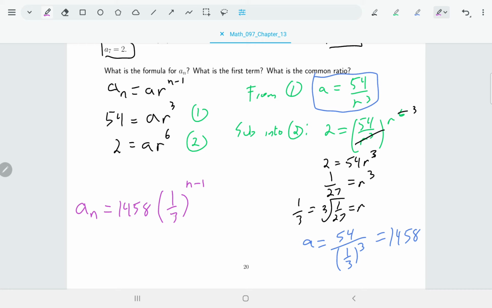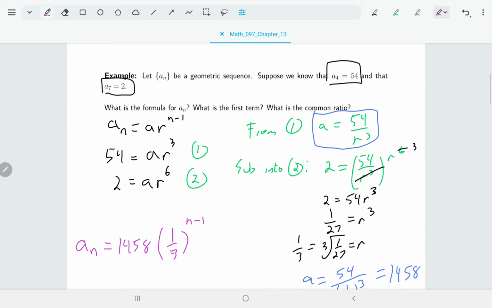The nice thing about this is you can check to see if you're correct. If you have what you think is your formula for an, you can ask yourself: if I put in 4 for n, do I get 54 as my term? If I put in 7 for n, do I get 2 for my term? You can check that using this formula, this does give you the correct value for a4 as well as for a7. So you can feel fairly confident that you've got the correct formula for an.